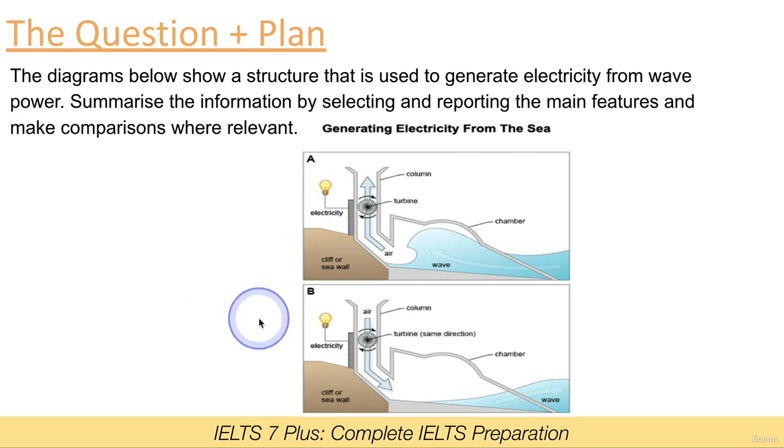Okay, and then picture B, diagram B. The wave is going back into the sea, it's receding out of the chamber. That shifts the air pressure downwards towards the wave. However, the turbine keeps spinning and electricity carries on being produced. Okay.